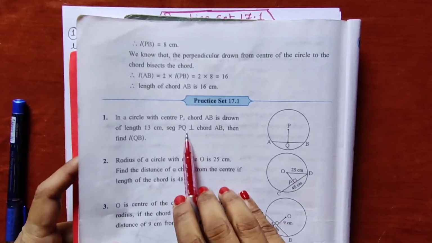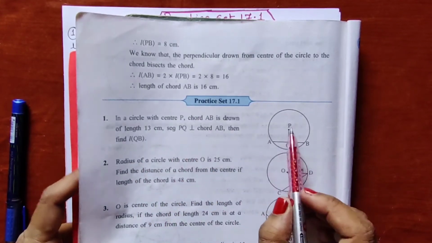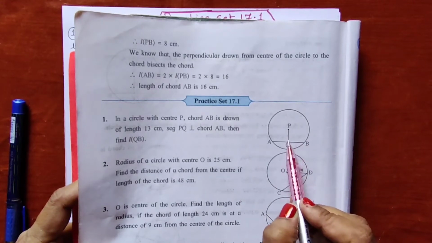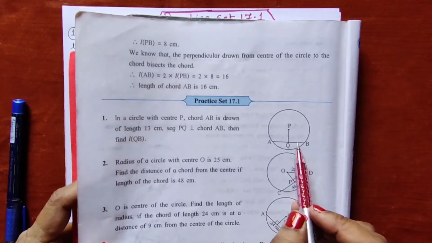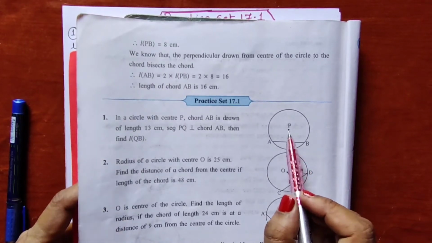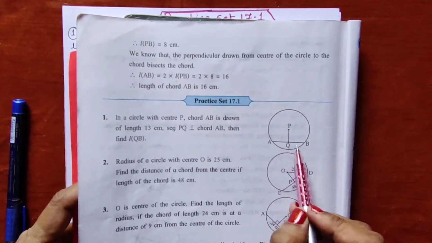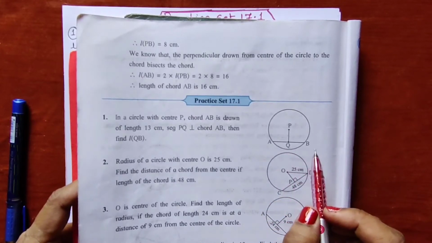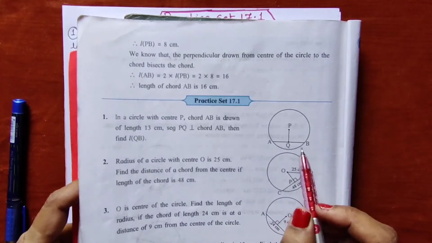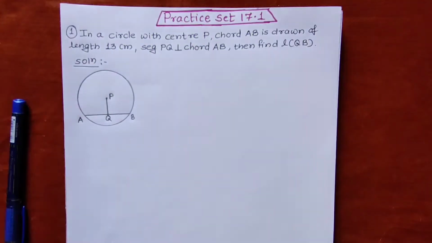So see children, this segment PQ is the perpendicular drawn from the center of the circle to the chord, and just now we have seen the property that the perpendicular drawn from the center on the chord bisects the chord. That means it makes two equal parts of the chord. So we will be using that property of circle. Let us start our solution.